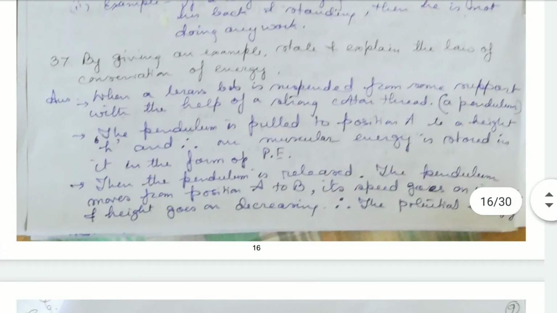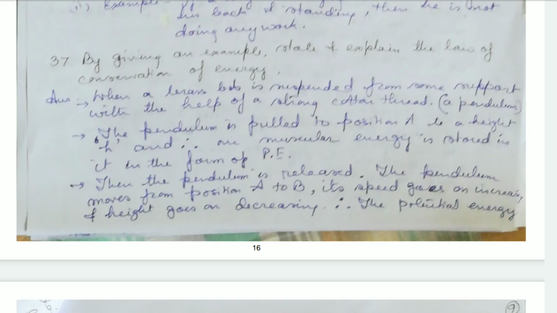By giving an example, state and explain the law of conservation of energy. When a brass bulb is suspended from some support with the help of a string, like a cotton thread, it's a pendulum. The pendulum is pulled to a position A, to a height, say h, and therefore muscular energy is stored in the form of potential energy.